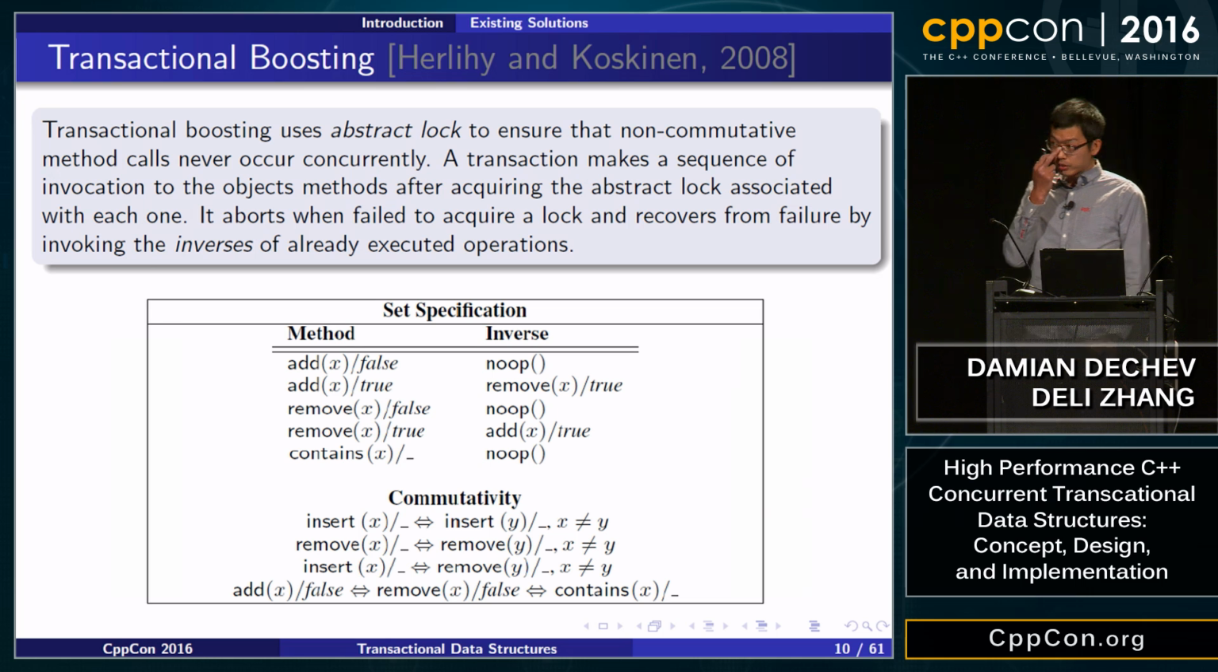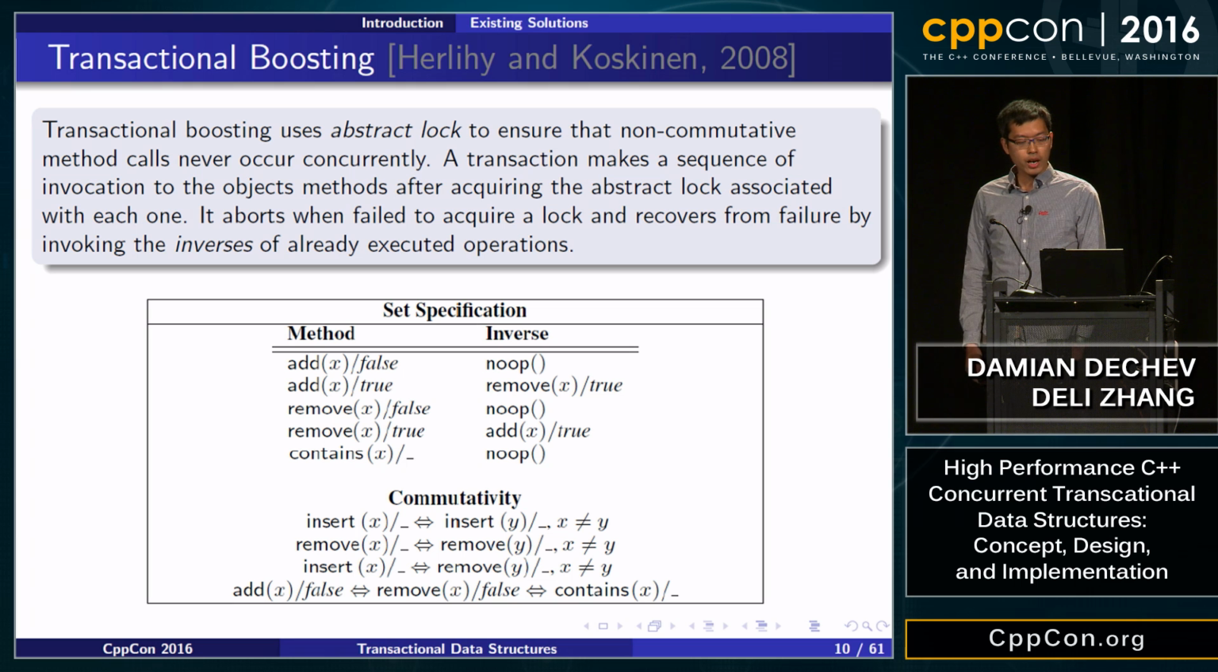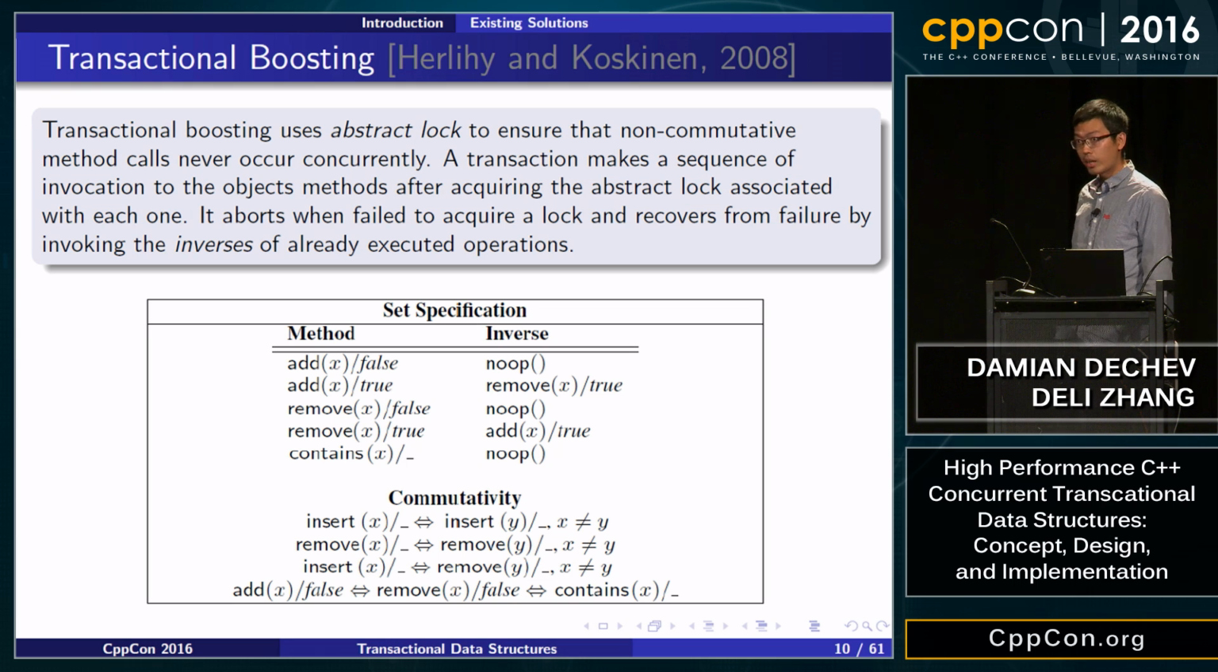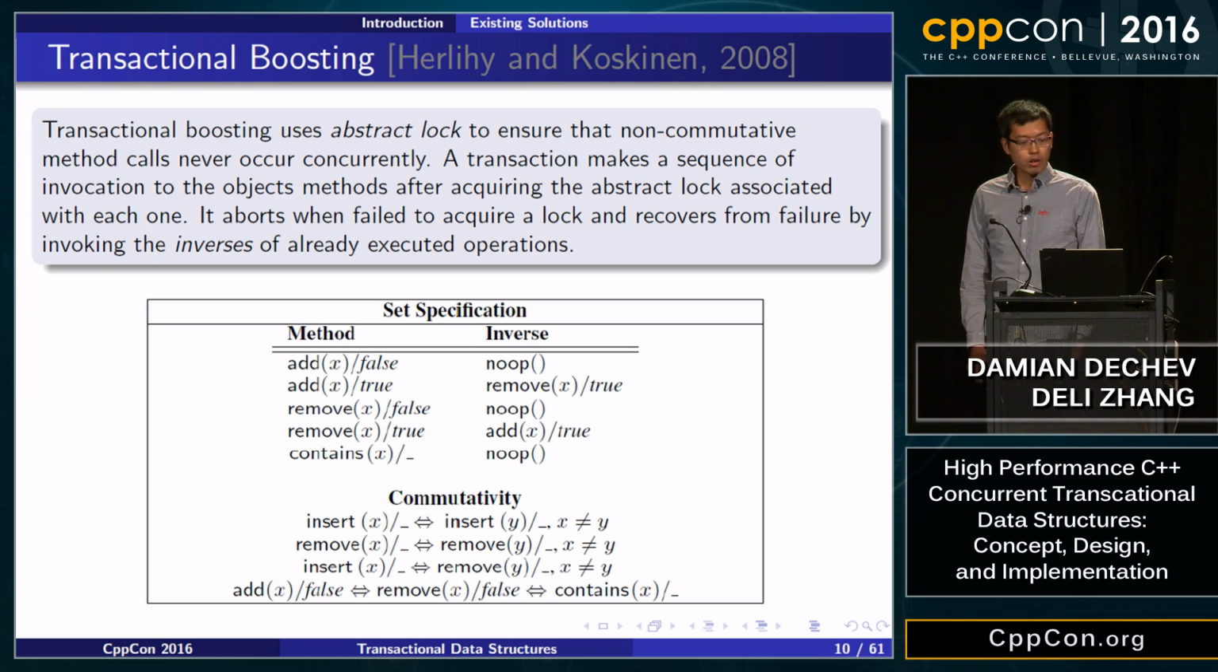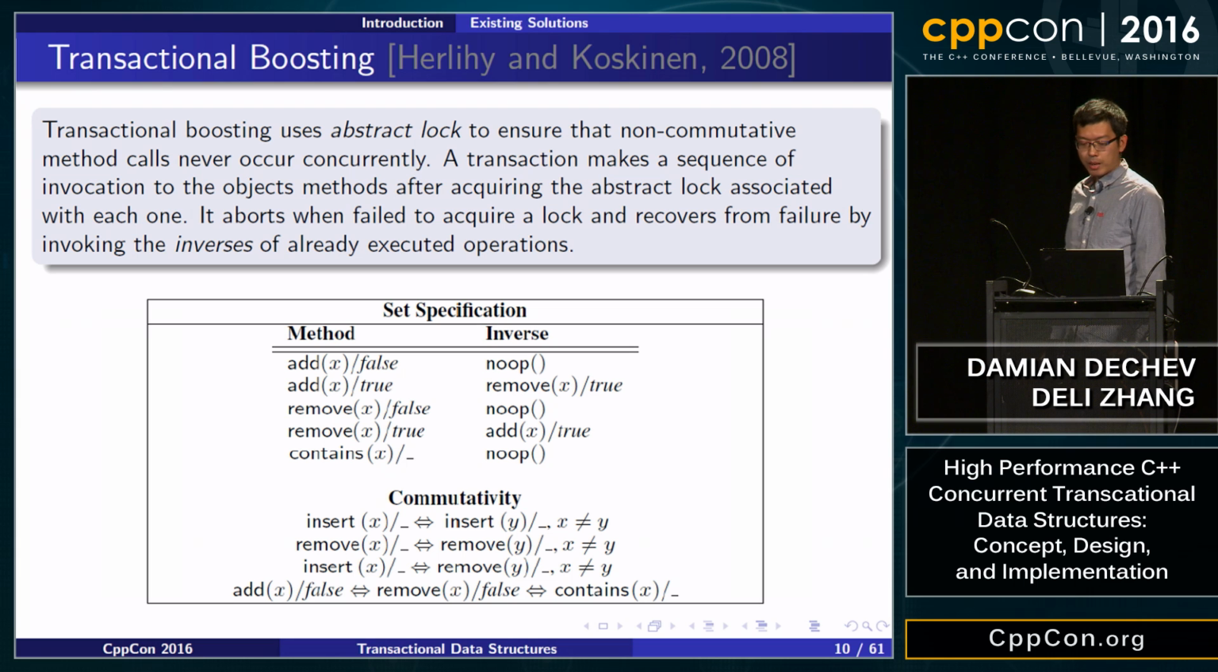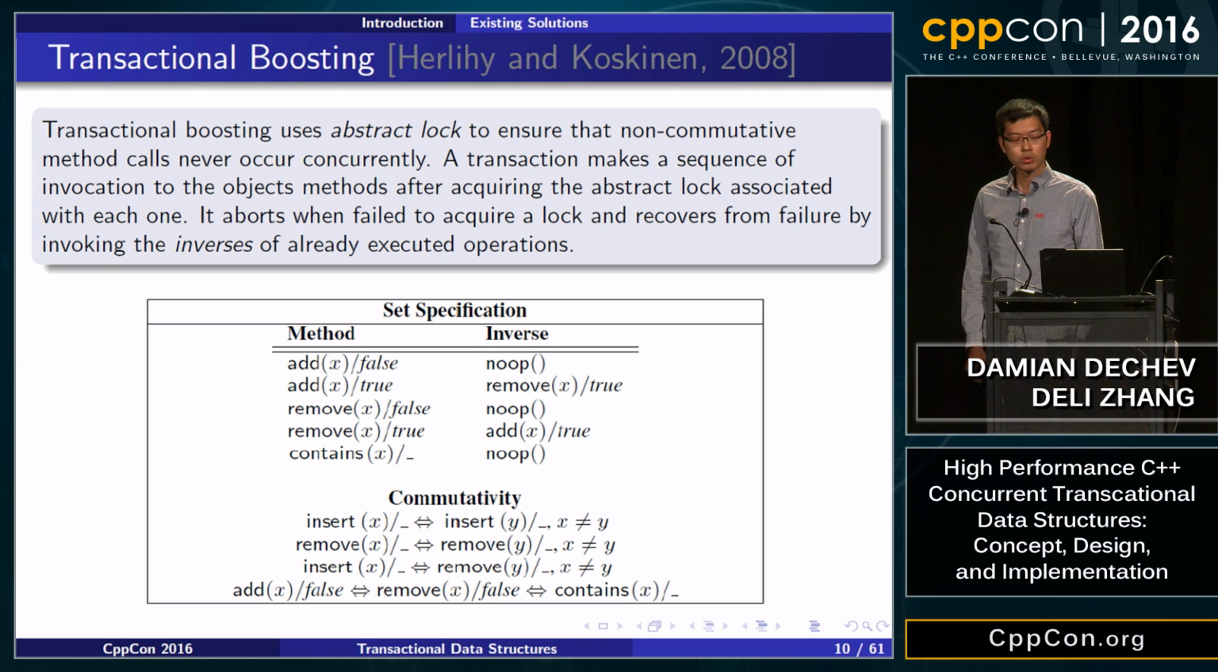Now, here is the specification of a set data type. We can see that the insert and remove functions actually commute with each other as long as the keys they access are different. So the abstract lock of a set data type will be associated with each data key. For example, if a thread tries to insert keys 2 and 3 at the same time in a transaction, it needs to acquire two locks, one associated with key 2 and the other associated with key 3.